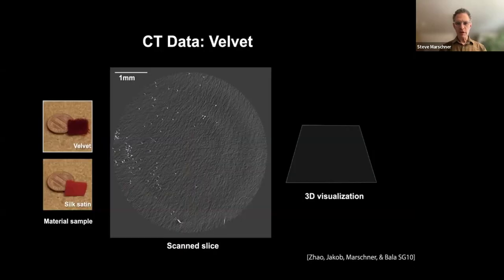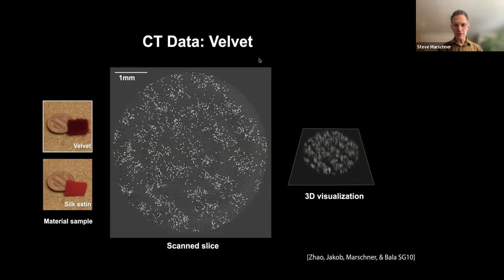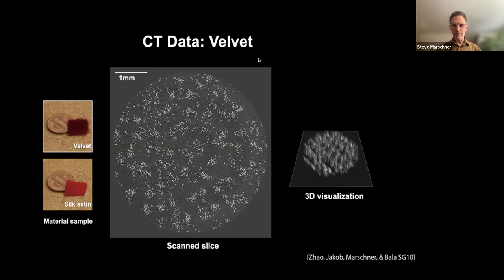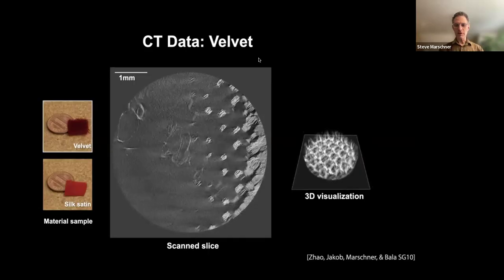So we went and CT scanned some fabrics, and I just want to show some slice movies here. By slice movie, I mean I have a 3D volume where at every point I have a density value that says how much material is here, and then I'm going to show slices as a movie going through it. So hopefully the video comes across okay. This is slices through a velvet material.